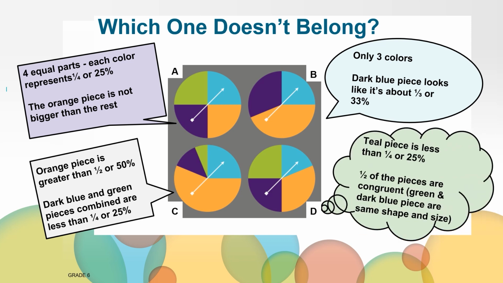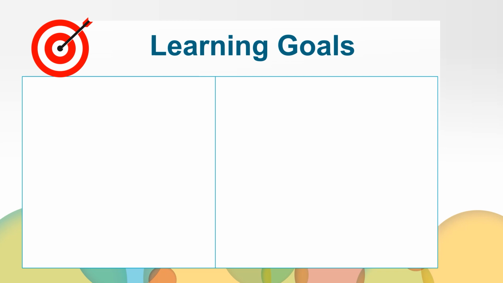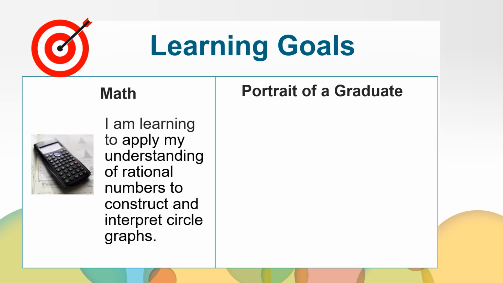Finally, maybe you chose D because it's the only image where the teal piece is less than 1/4 or 25%, or because half of the pieces are congruent. The dark blue and green pieces are the same shape and size. For today's learning, we'll have 1 math goal and 2 portrait of a graduate goals. You'll probably recognize these from the last few days. Our math goal is, I am learning to apply my understanding of rational numbers to construct and interpret circle graphs.